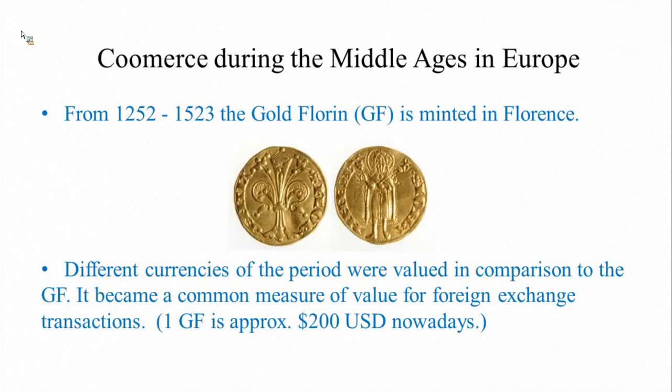Commerce during the Middle Ages gets really cool when in Florence, over a 300-year period, the Medici family starts minting the gold florin. This is like almost 24-karat gold, almost pure gold, 500 years ago.